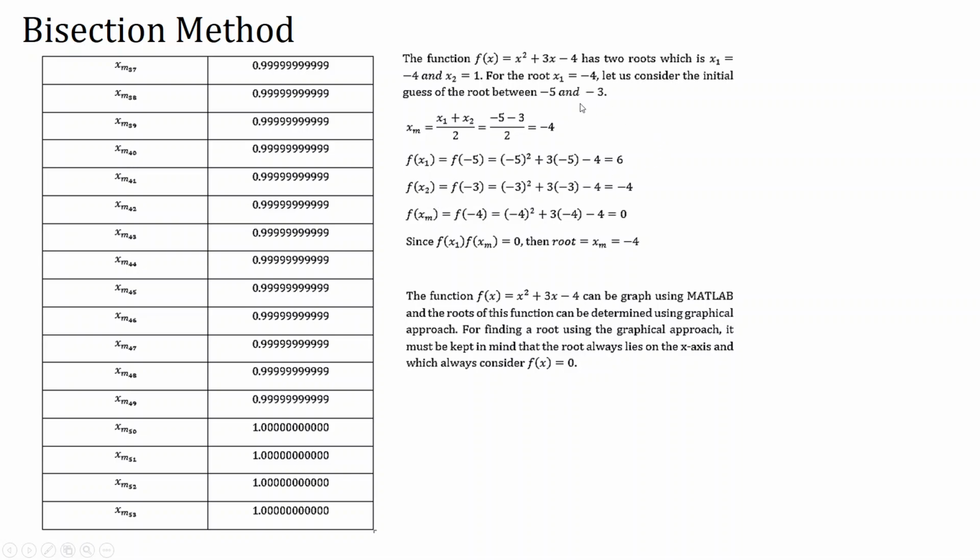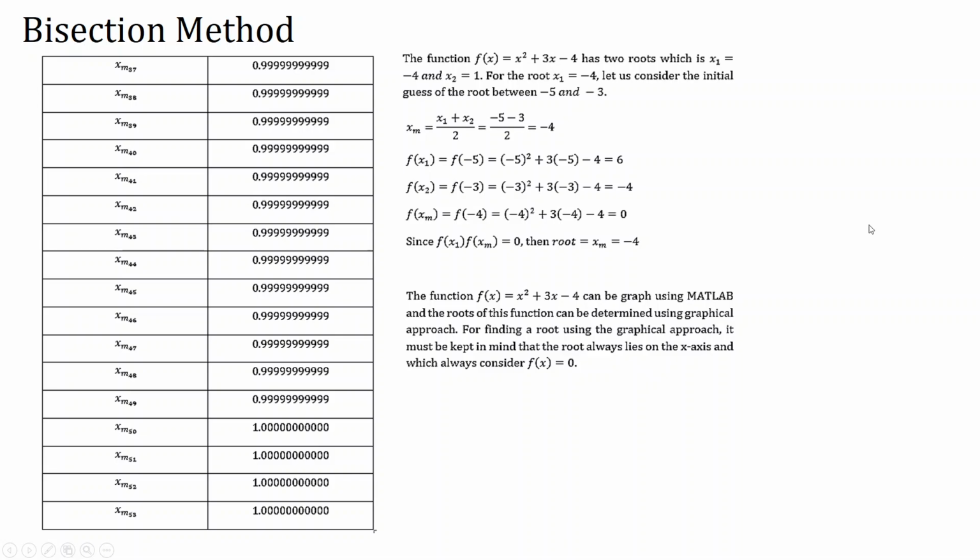For f of x2, this is f of -3, so -3 squared plus 3 times -3 minus 4, that is -4. Our xm, which is x1 plus x2 over 2, is -4. So f of -4 squared plus 3 times -4 minus 4 is 0. Since f of x1 is 6 multiplied by f of xm is 0, then the root is equal to xm, which is -4.